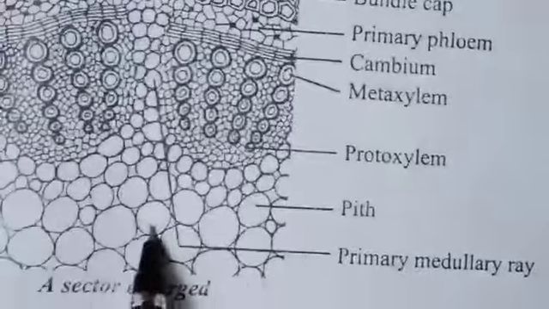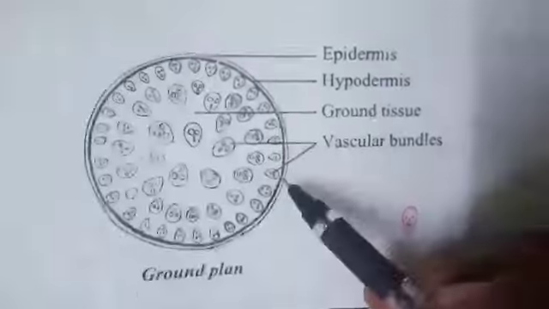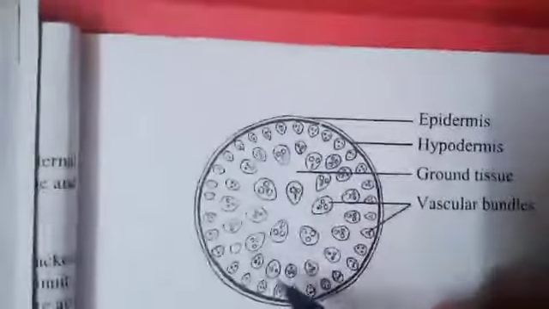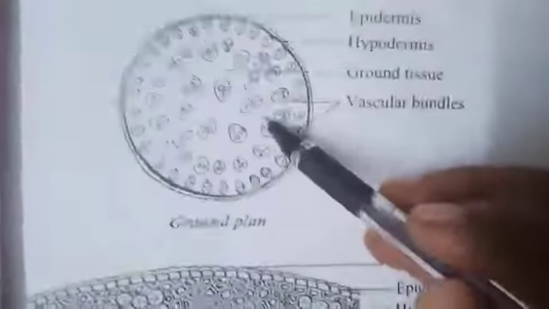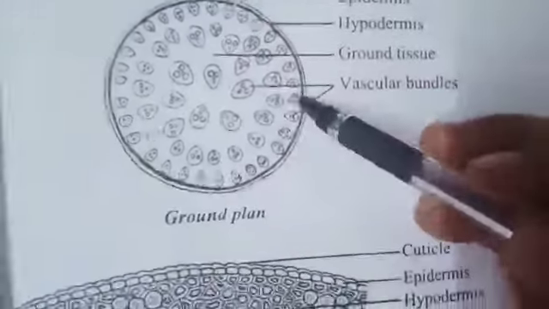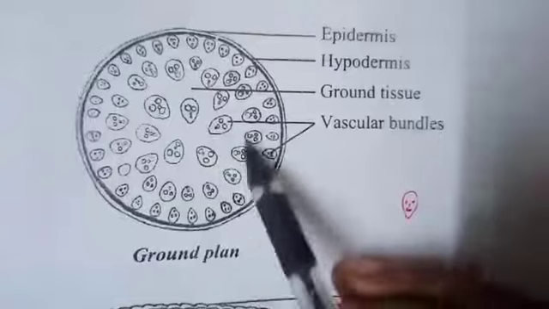Next, pith. The large central parenchymatous zone with intercellular spaces is called pith. It helps in storage of food materials. Internal structure of monocot stem. This is the ground plan of monocot stem. The thin transverse section of monocot stem shows the following structure: epidermis, hypodermis, ground tissue.